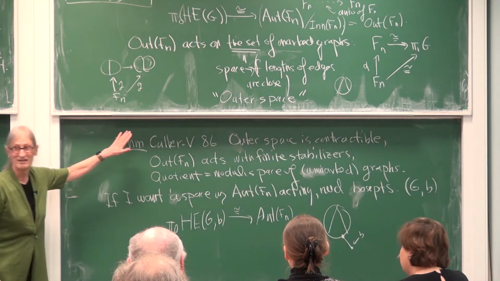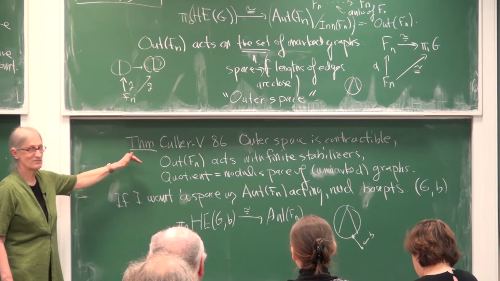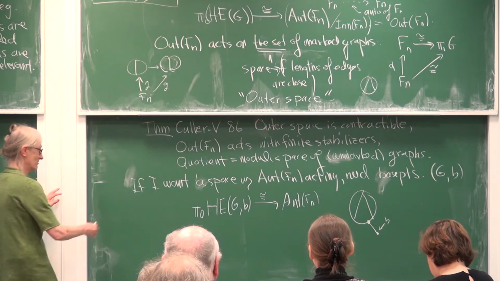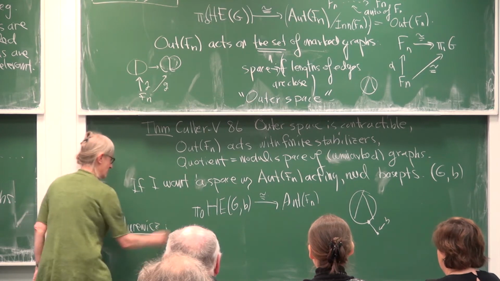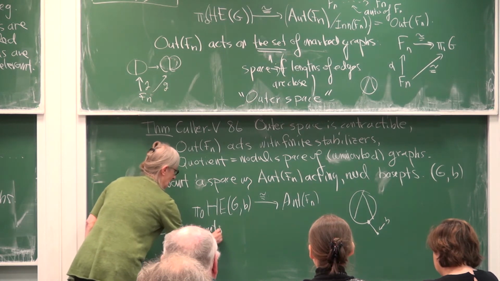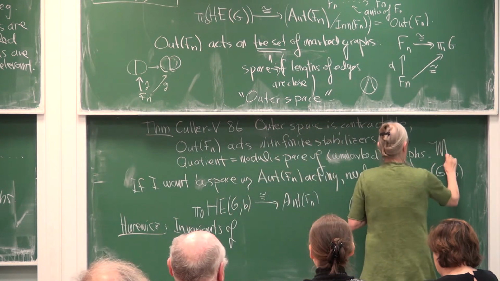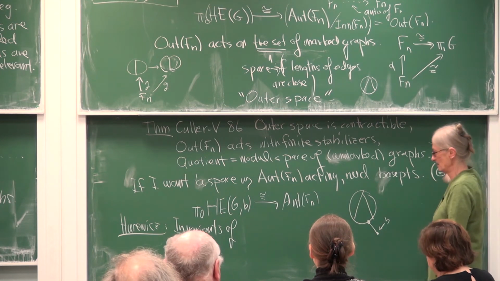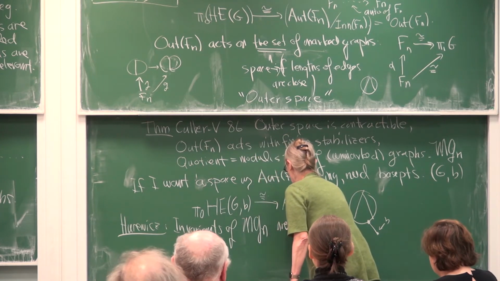I forgot to say why this is interesting. So I've got a space, I've got this group action, it's contractible, the group acts with finite stabilizers, so therefore there's basic theory that goes back to Hurewicz that says invariance of the quotient space, which maybe I'll give a name, the moduli space of graphs with fundamental group Fn, MGn, are actually invariants of the group.